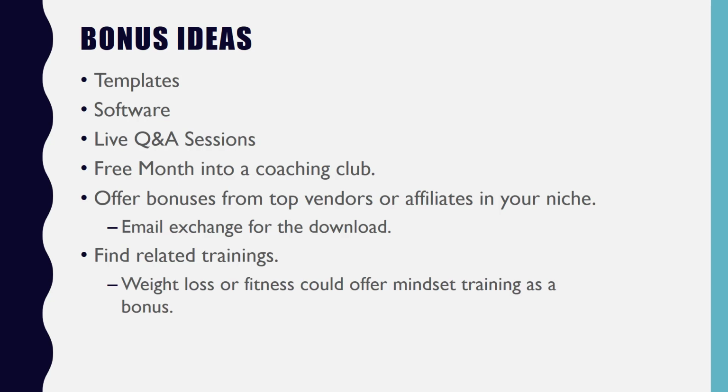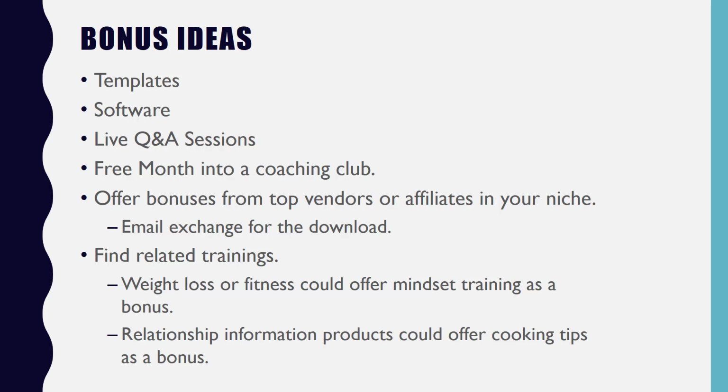Find related trainings. So for example, if you're in the weight loss or fitness niche, you could offer mindset training as a bonus because that fits perfectly because you need to have a good mindset in order to be a good trainer. If you are doing a relationship product, an information product on cooking tips could make a great bonus, especially if it's about being more romantic, right? So if it's a product targeted towards males about how to be more romantic or towards females, then talk about 10 romantic meal ideas. That's a perfect bonus to add into that product. So it's not exactly about relationships, but it's a way to enhance the relationship. So think of those related trainings that you can utilize as bonuses.